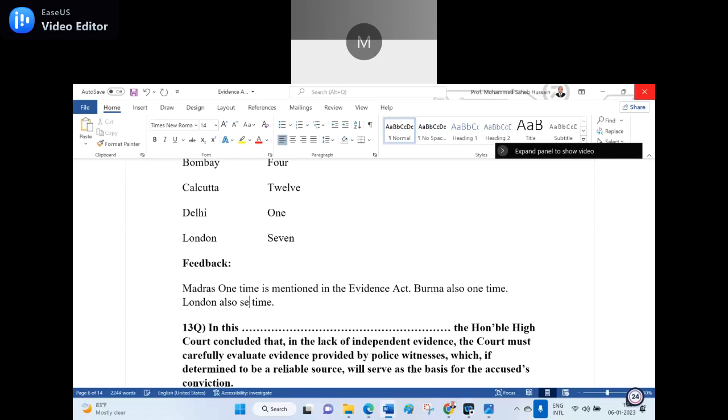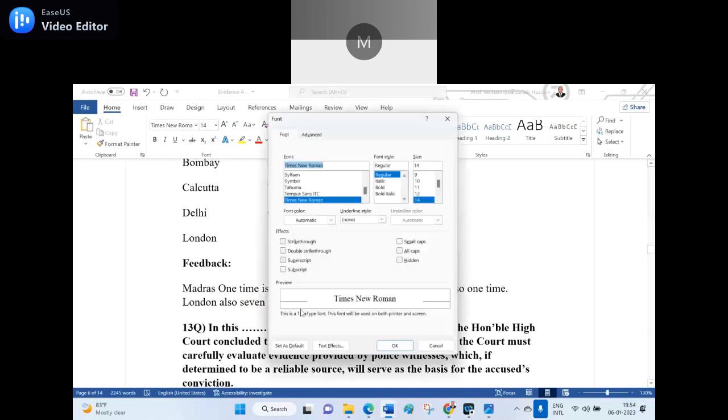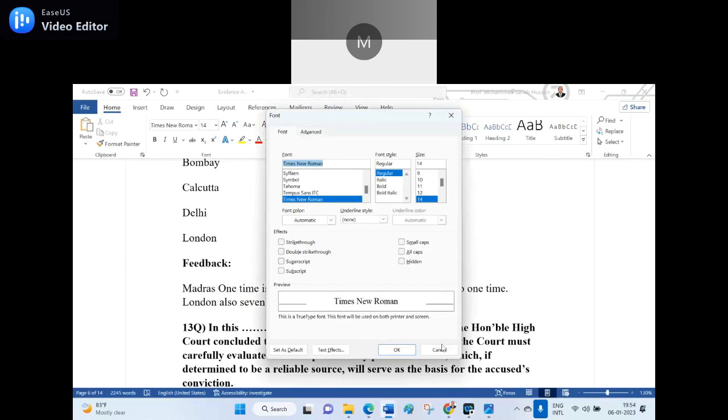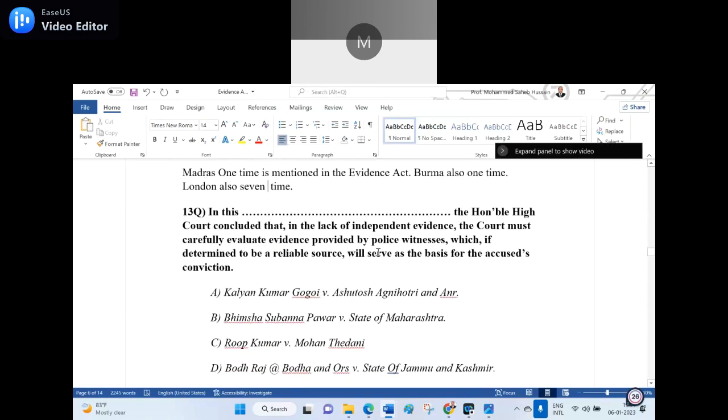In the total, in the footnote also it is there. Please check it if I am wrong or right also. But mostly I am right. Okay, 13th question.